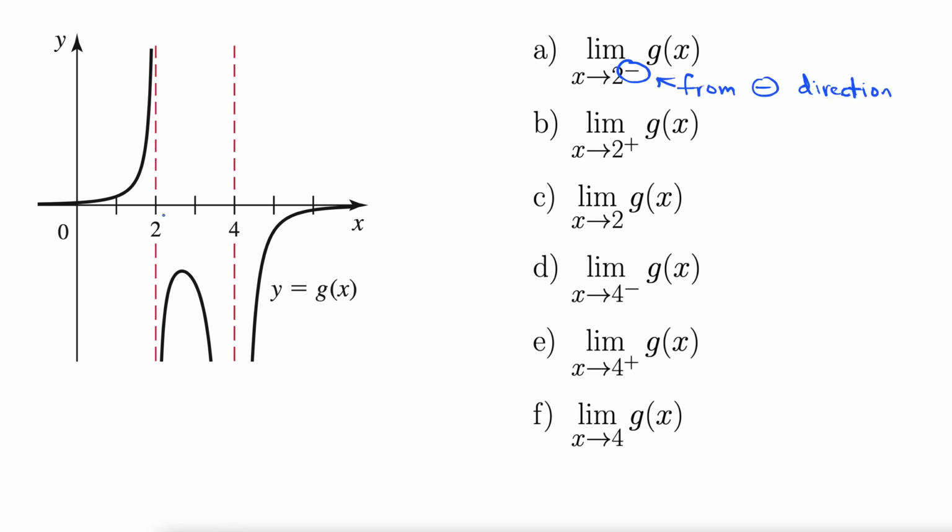Okay, so we're approaching 2 from the negative direction here on our graph, and let's see what happens with our function. It is going off towards infinity. So we would say that the limit as x goes to 2 from the left equals infinity.